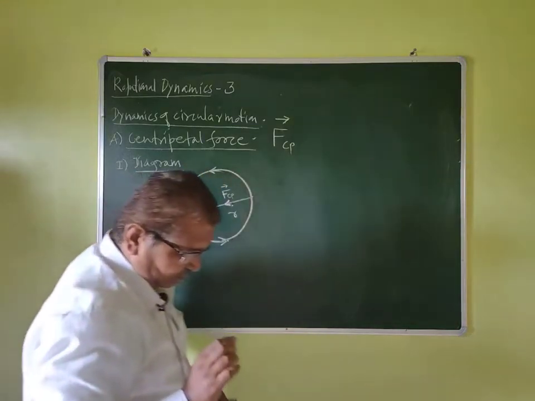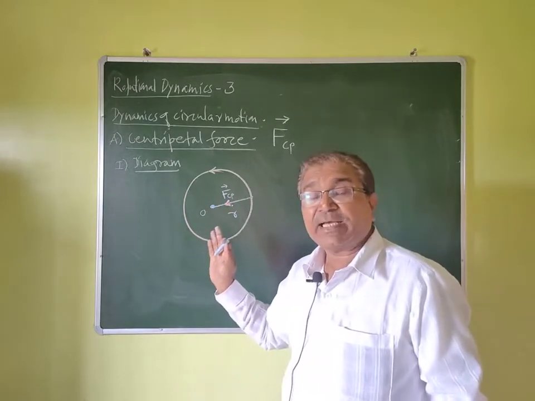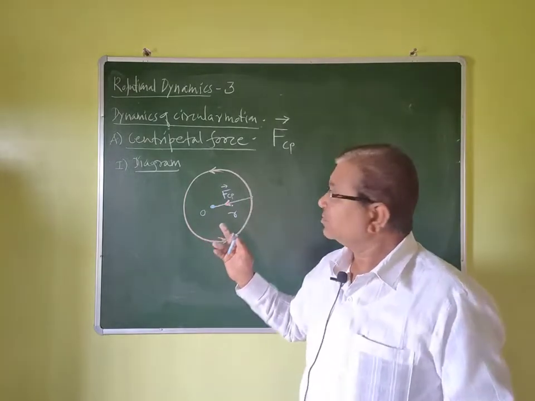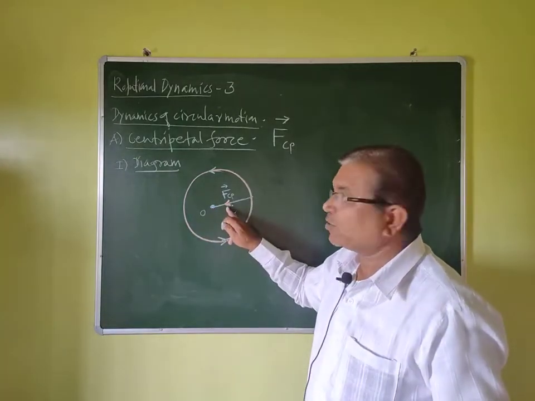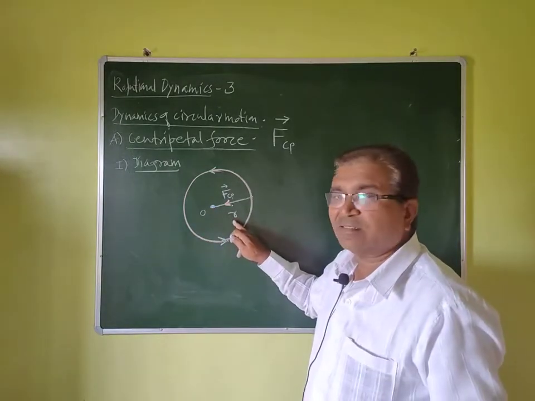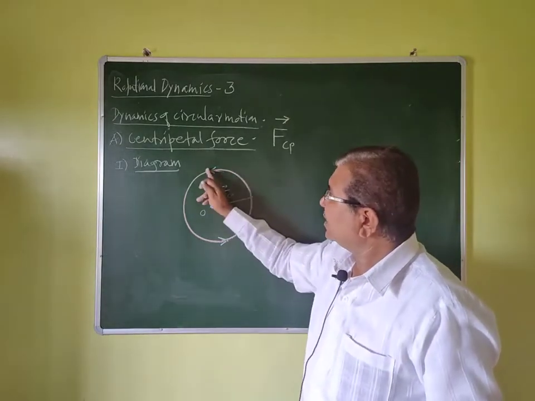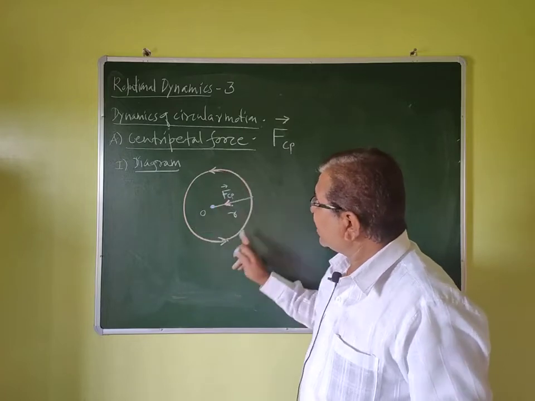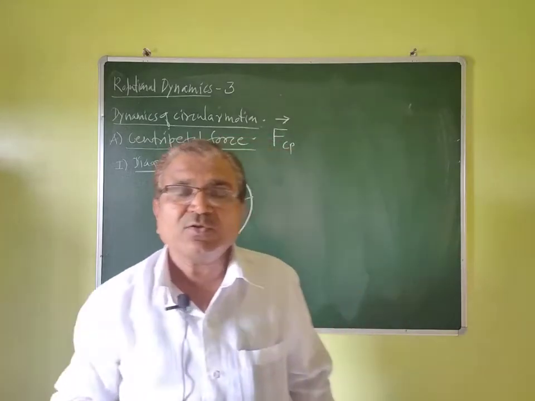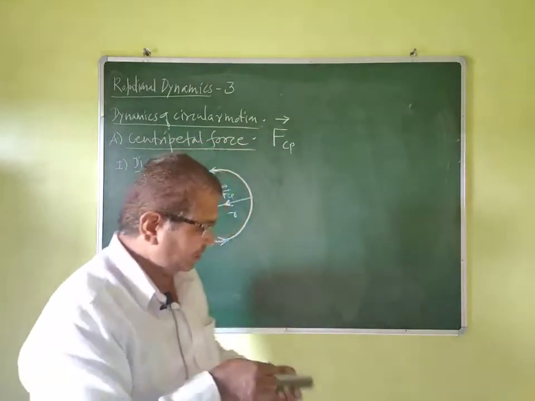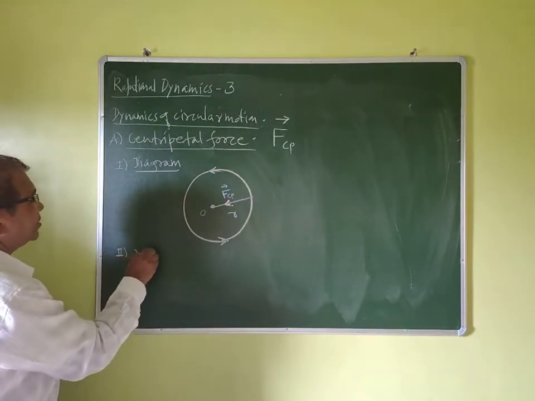Dear students, observe the diagram carefully. This is the direction of centripetal force denoted by red arrows. This is the radius, not the radius vector I have drawn here, only the radius of a circle. And this arrow indicates the particle is moving in anti-clockwise direction, dear student. So how can we prepare a definition? So our next point, number 2, is the definition.